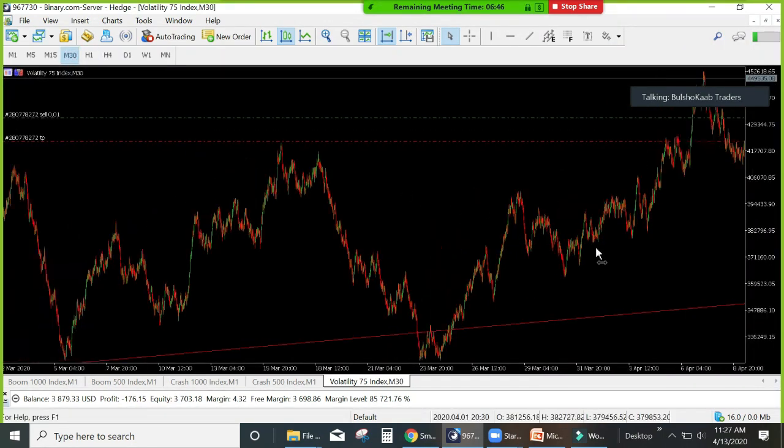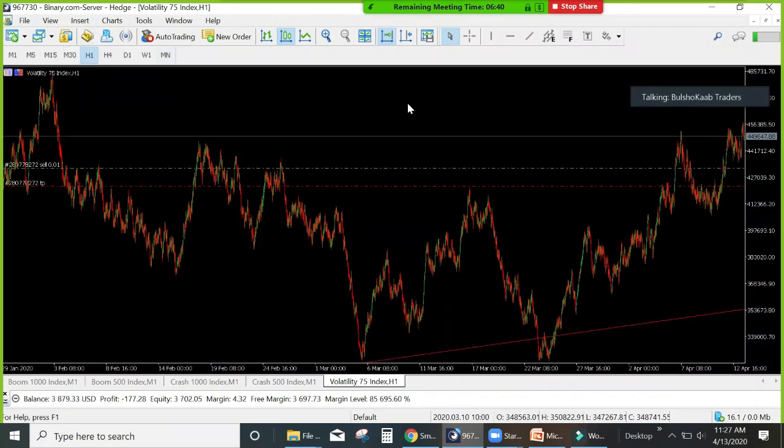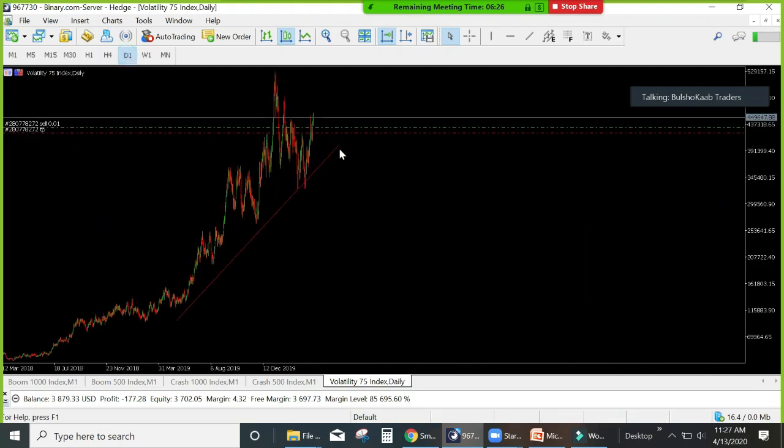10 minutes. Whenever you see the 10 minutes and 1 hour, same like the uptrend and downtrend. Because when you have here, I don't know if you see everything, or even I don't know that I'm explaining everything.